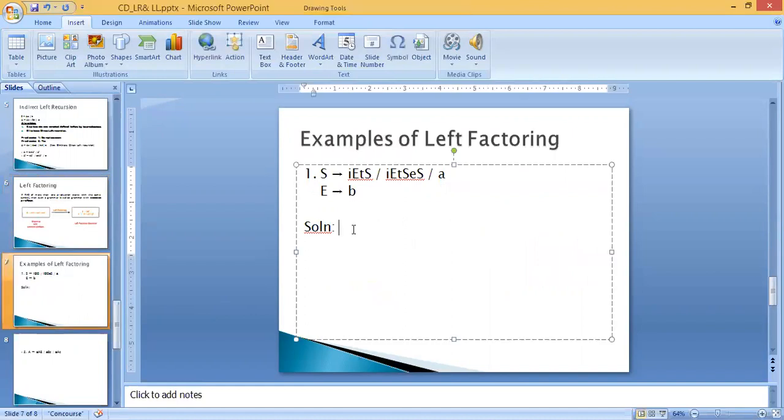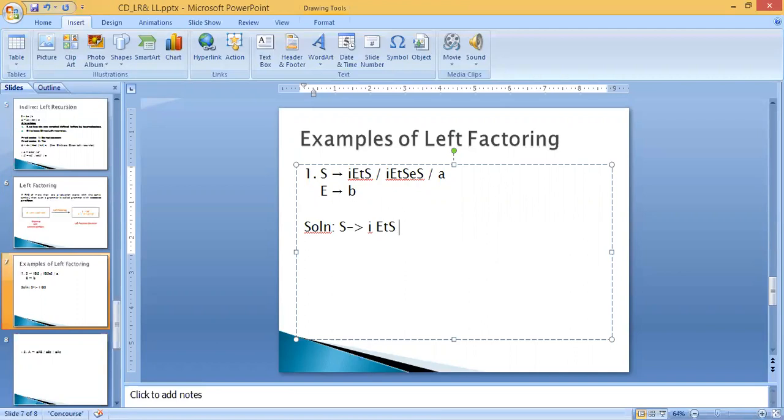So I will be solving an example over here, guys. So here we have S gives iEtS or iEtSeS or a. So as you can see here, we have a big common prefix, that is iEtS here, also iEtS here. So as I said, I will write it down, okay? So we should first write the common prefix. So I will write the common prefix i, E, t, S. So I have written the common prefix.